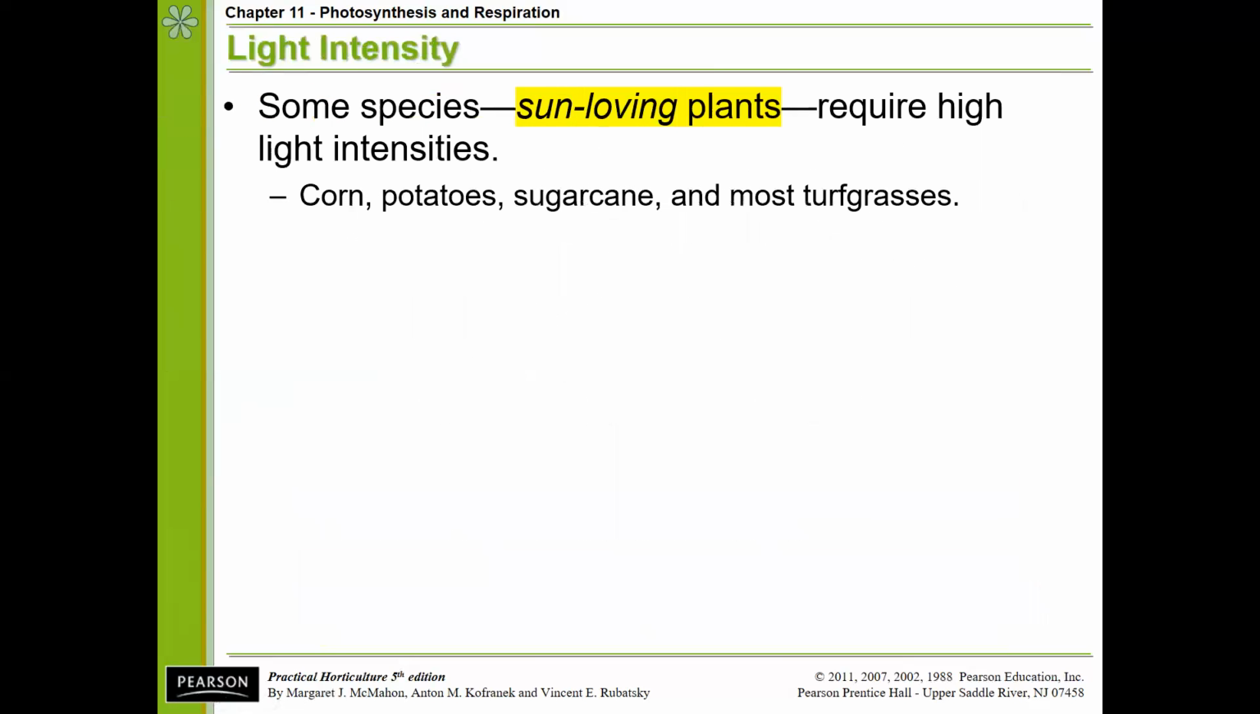And of course, as you guys know, we do have different species of plants adapted for different light intensities. The sun-loving plants, of course, require high light intensities. And if we look at these species of plants listed here and some of our crops like corn, potatoes, sugarcane, as well as most of our turf grasses, think about where they come from.